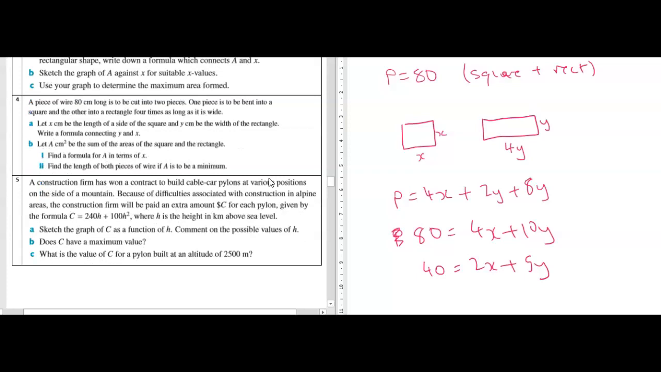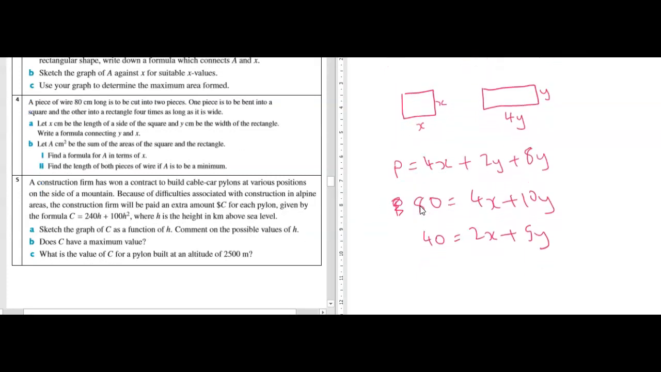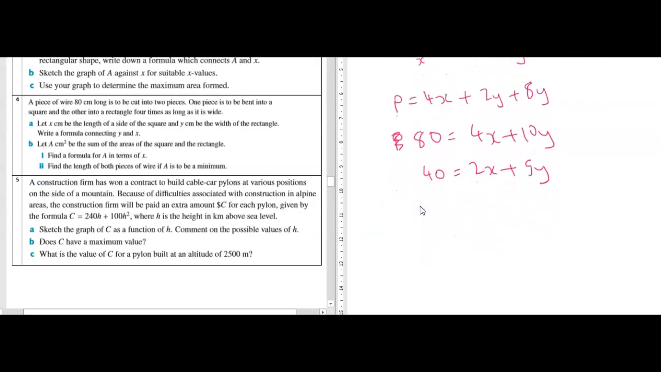All right, let A centimeters squared be the sum of the areas of the square and rectangle. So the area, we're going to add them together. The area of your square is x squared, and the area of your rectangle is y times 4y. So let's just tidy that up a bit: x squared plus 4y squared. Find a formula for A in terms of x.